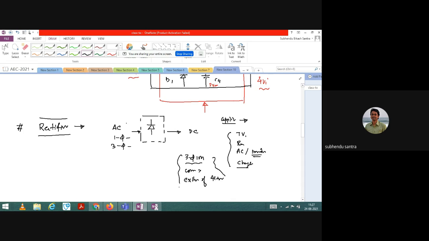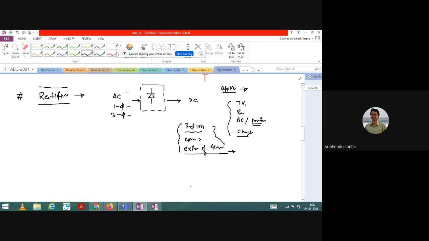Not only that, in renewable sources there are also a lot of applications. So it is familiar to you. That's why I'm saying: TV, AC, refrigerator, charger, induction motor drive, in industry conveyor belt, exciter system of an alternator, basically a generator, everywhere it is used. So you know this rectifier is very important. It converts AC to DC, and the applications are these.